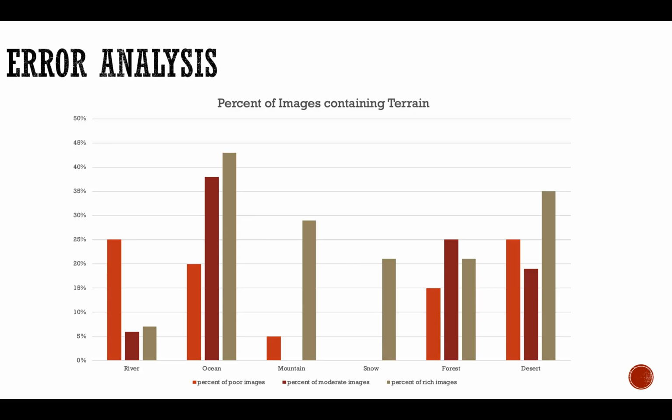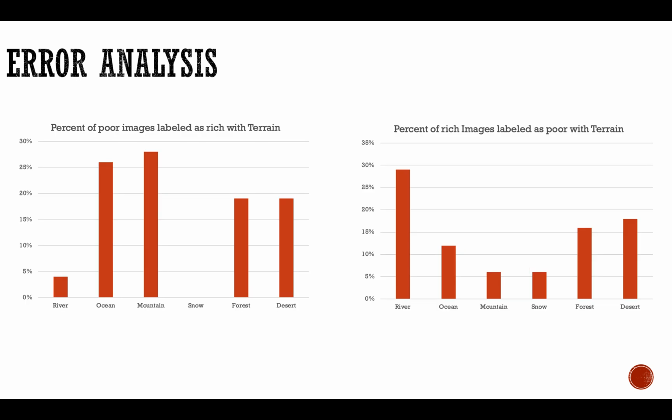A little bit more error analysis here. We decided to delve deeper into our data set and see the percentage of each of our classes to see what kind of terrain they included. One important note is that richer areas contained more ocean than poor areas. This correlated strongly with our model and where it made errors.